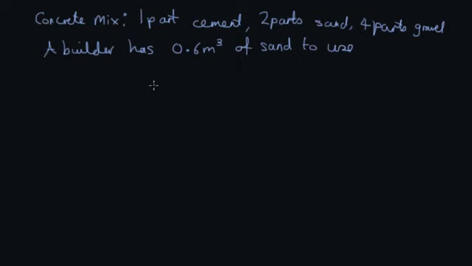So we need to calculate the amount of other ingredients. So let's put this in the way you would. We've got the cement, we've got sand, and we've got gravel. So it's 1 part cement, 2 parts sand, and 4 parts gravel. And we know we have 0.6 meters cubed of the sand.